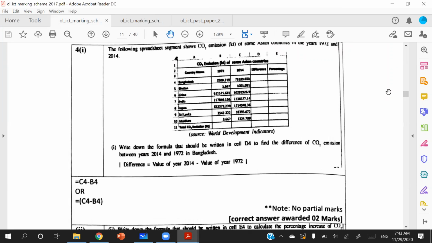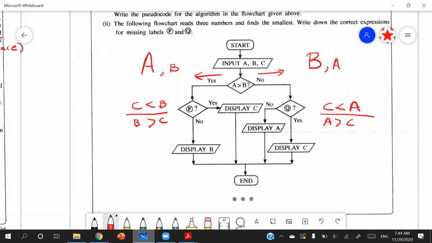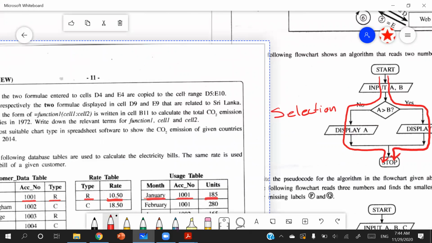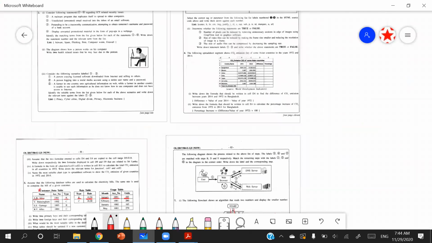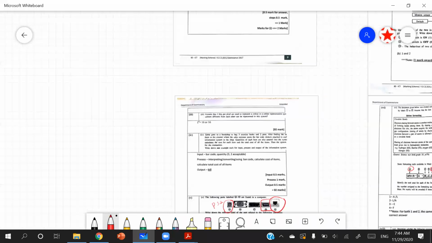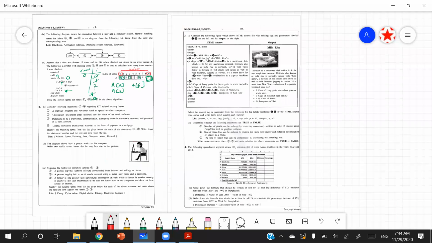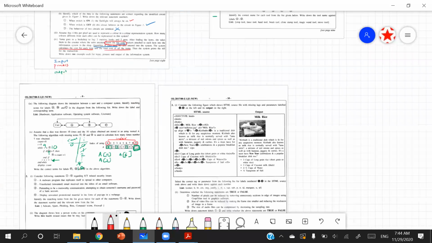In the first one, they are asking what the difference is for Bangladesh between the years 1972 and 2014. So they have given the equation: difference is equal to the value of 2014 minus the value of year 1972. So you can write it like equals C4 minus B4, right? Or else you can write it like sum C4 comma minus B4, right? Let me take the explanation that I have done to this class.